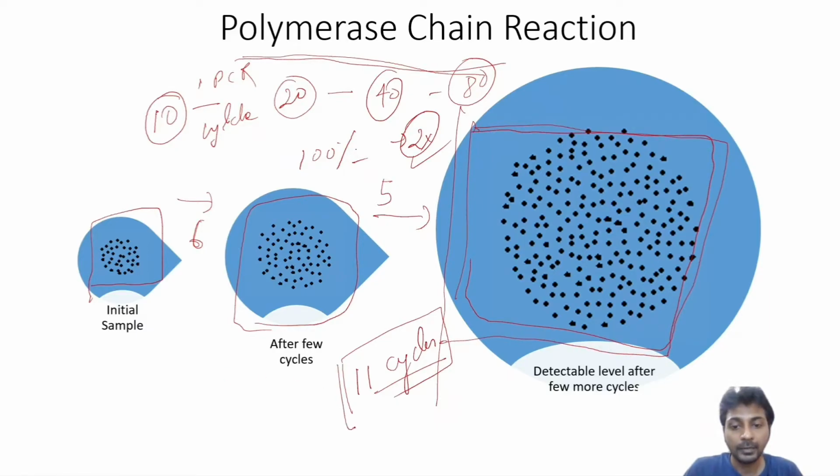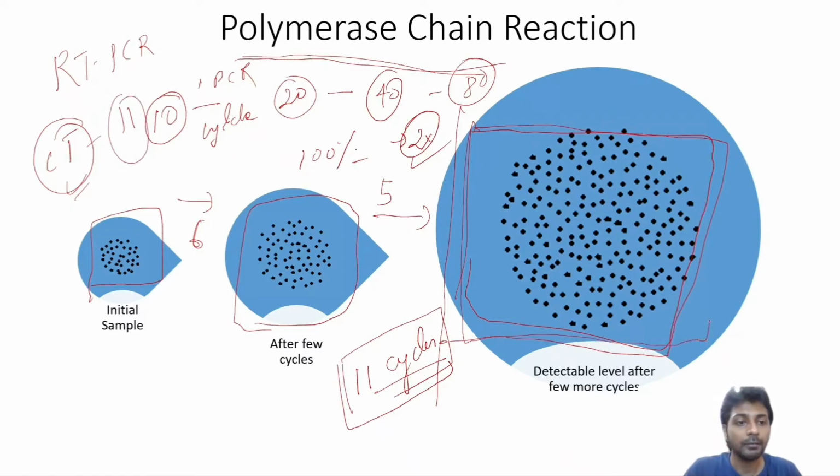So when you read a person's RT-PCR report, there's a CT value written there. CT stands for cycle threshold. So in this case, CT would be 11. So after 11 cycles, we have synthesized enough viral load that we can safely say this person has COVID.